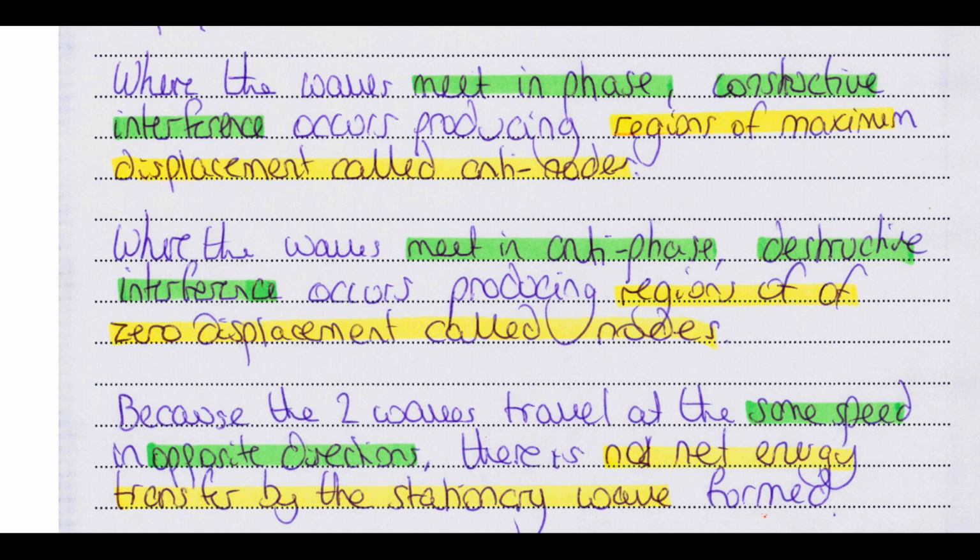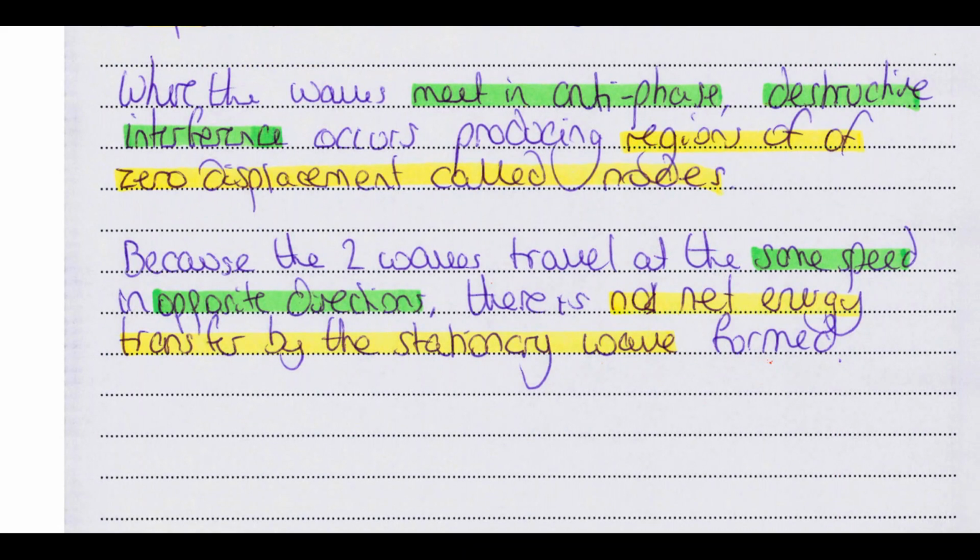Okay, and then the last feature of a stationary wave is that they don't transfer energy from one location to another, and that's because the 2 progressive waves are traveling at the same speed in opposite directions. So essentially, as one moves energy one way, the other one moves that same amount of energy the other way, and you get 0 energy transfer overall. So that's actually all you need to answer this question.